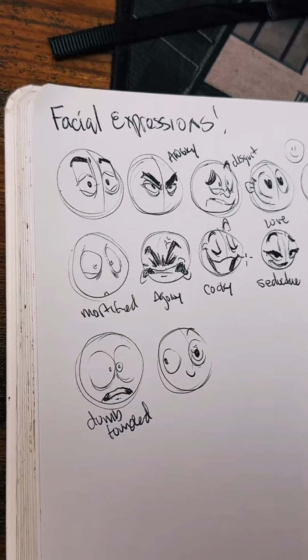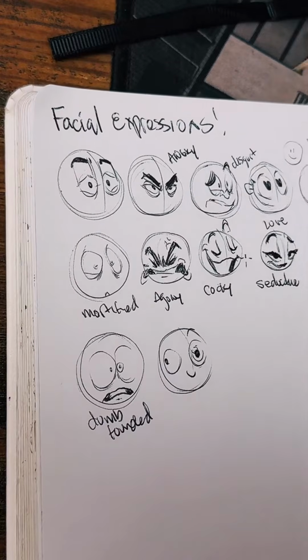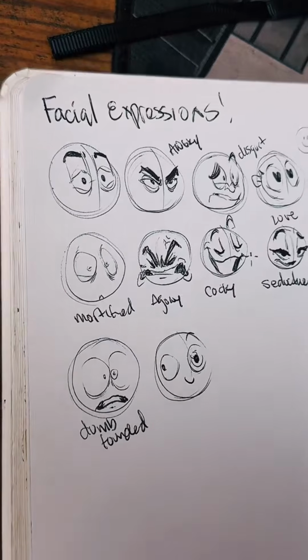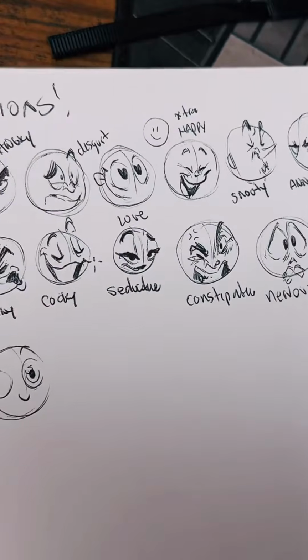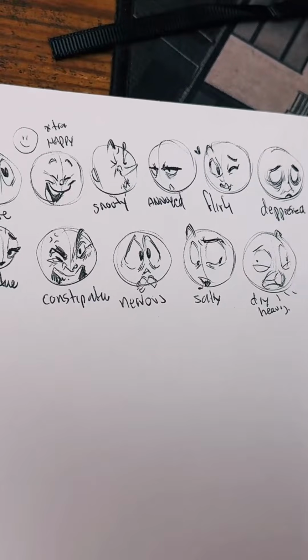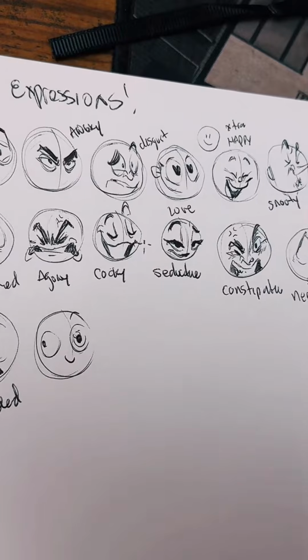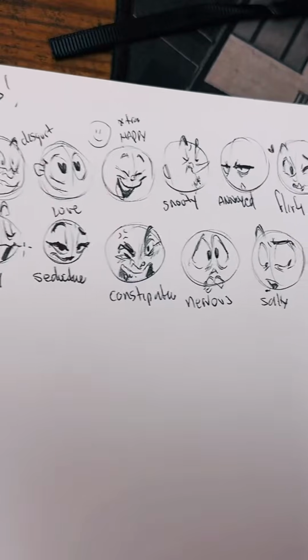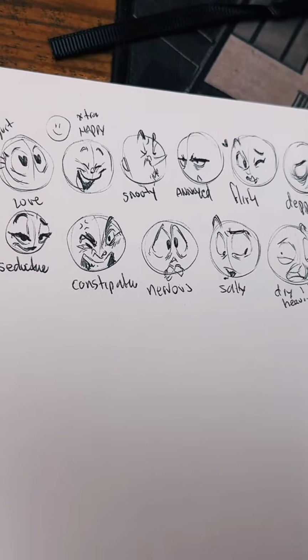So let's go over the facial expressions we have done so far. We have done angry, disgust, extra happy, extra snooty, and annoyed, flirty, depressed, and sleepy, and mortified, and agony, cocky, seductive, constipation, nervous, salty, heavy, dry heaving, shy, and dumbfounded, and side-eyed.